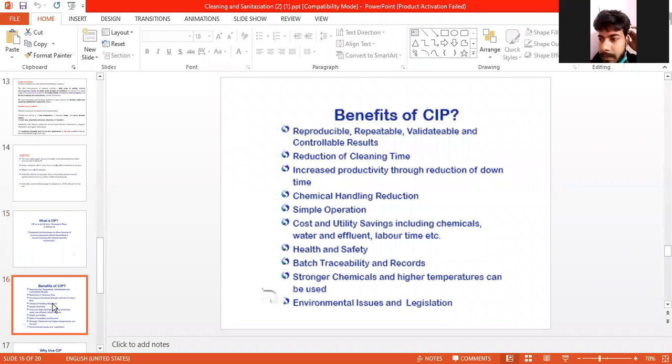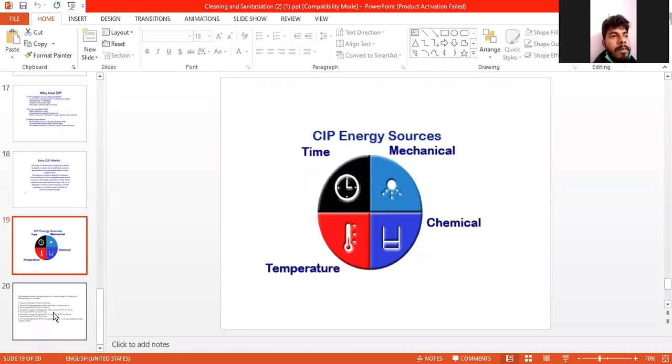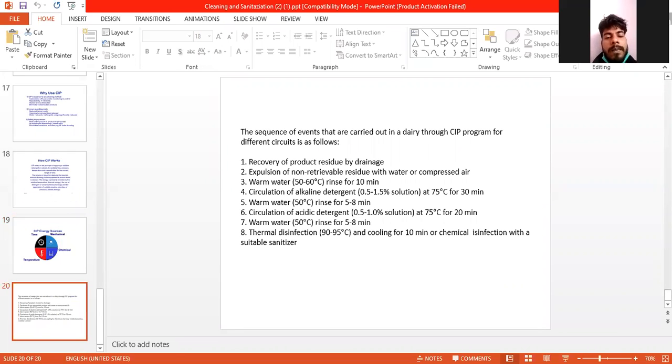You already know what CIP is and what the benefits of CIP are. We already studied it in BTech also. So this is the process of cleaning the equipment. So this is about today's lecture.